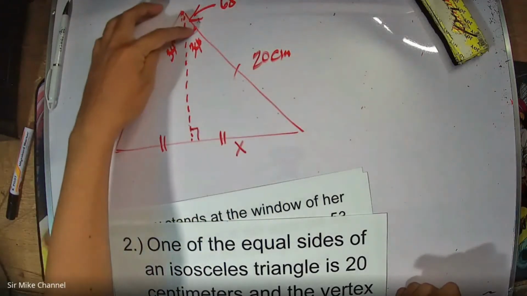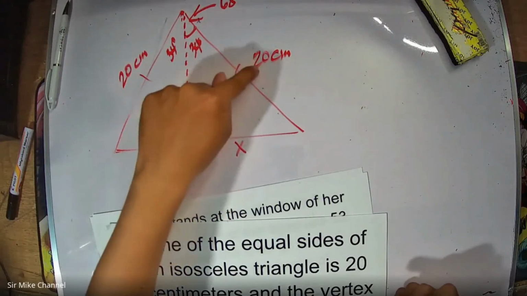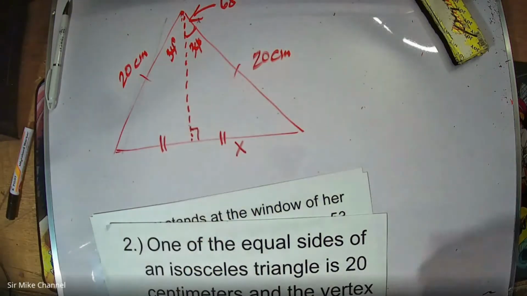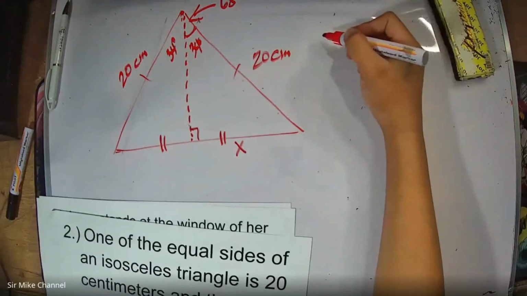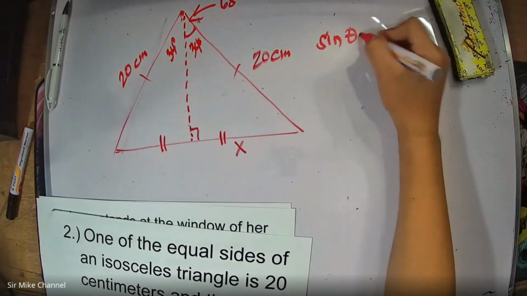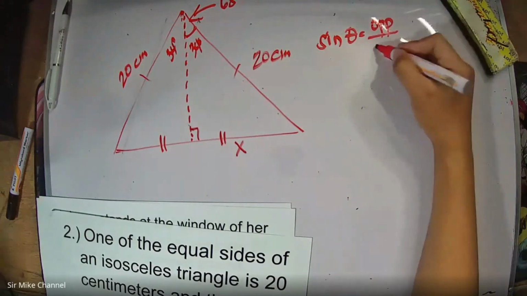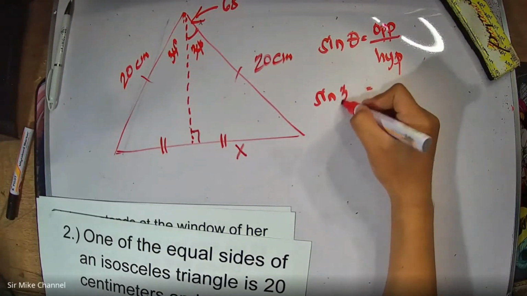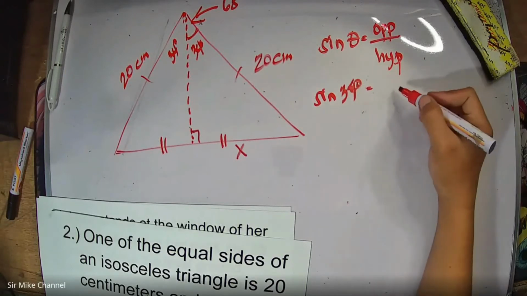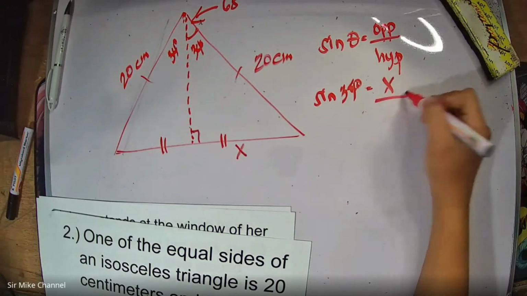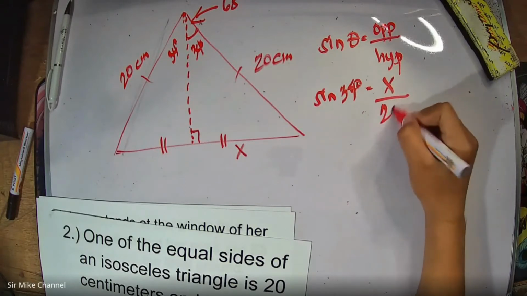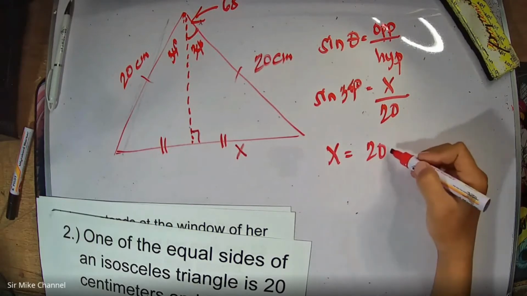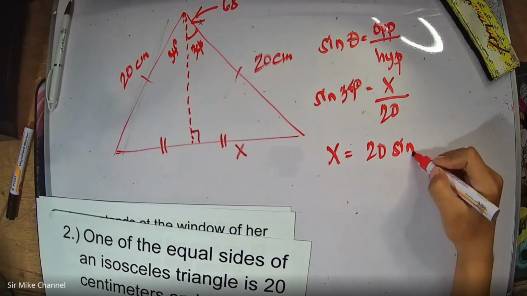So, this is the reference. Given yung opposite, tsaka hypotenuse. Opposite and hypotenuse. So, we'll use the sine. Sine theta opposite over hypotenuse. Sine 34 degrees. Opposite natin, this is the x over the hypotenuse natin is 20. So, cross multiply natin, x is equal to 20 times sine 34.